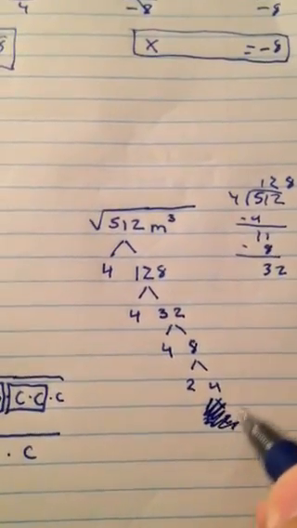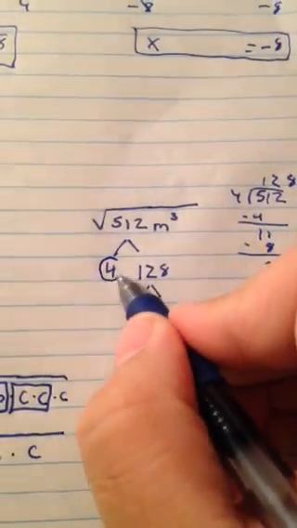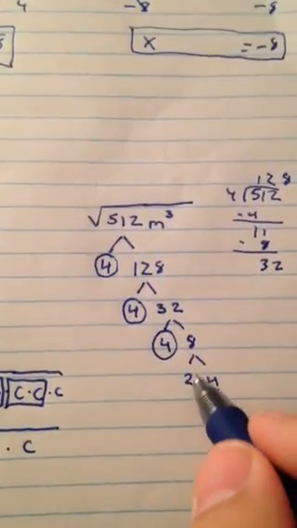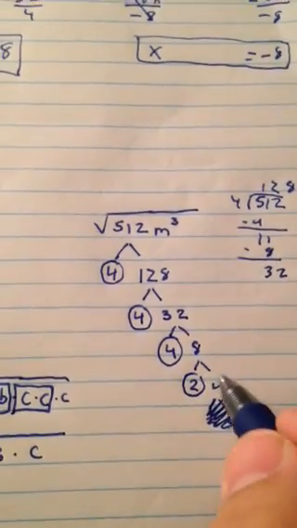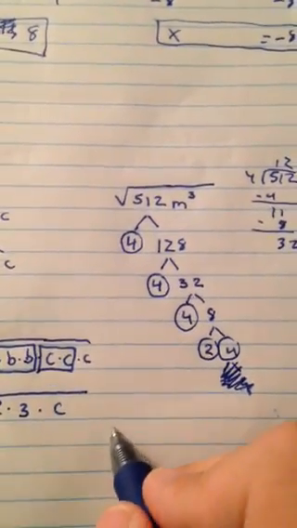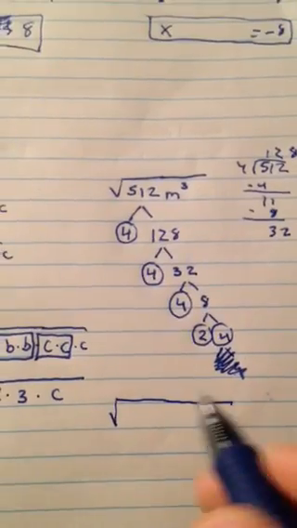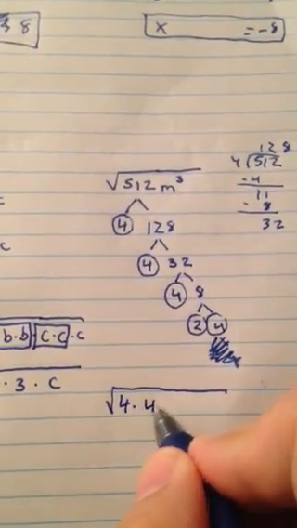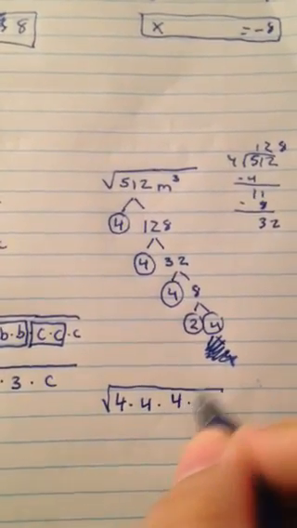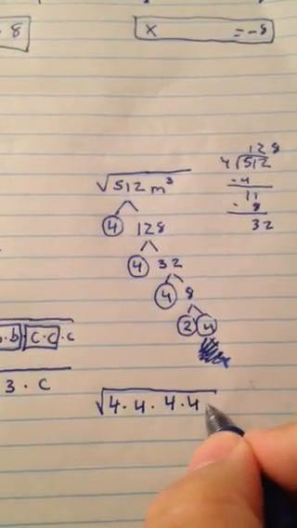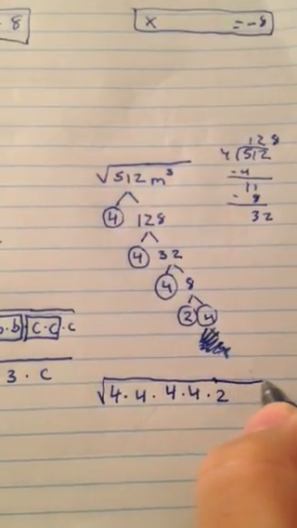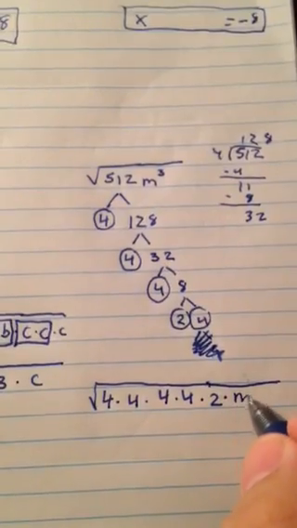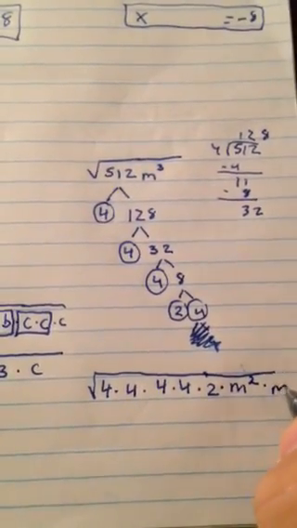You know what? I'm going to leave the 4s there because I know that those are all perfect squares. Okay? I like perfect squares. So, the square root of 4 times 4 times 4 times 4 again times 2. And then we also have those. I'm going to break this apart and then put m squared and m.